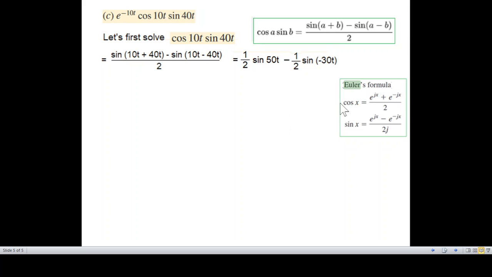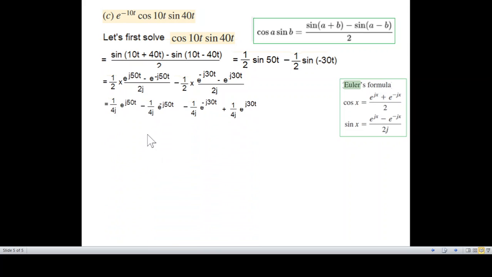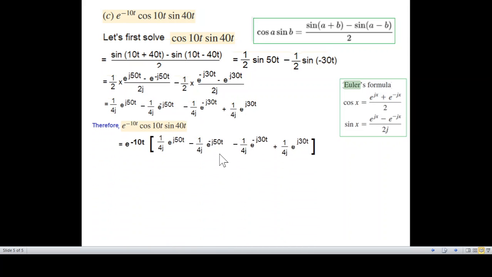And now we'll convert these with the Euler formula into exponential form. Just following this formula, this is for the first part and this is for the second part. We simplify, open it. And now we go to the main question. So in this question we have e raised to the power minus 10t, and for this term we have got this value here. So we'll plug it in, and now we'll multiply each term.